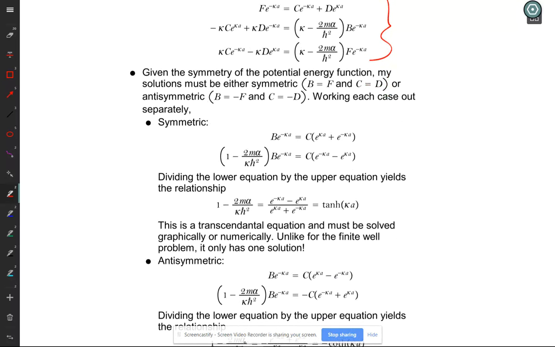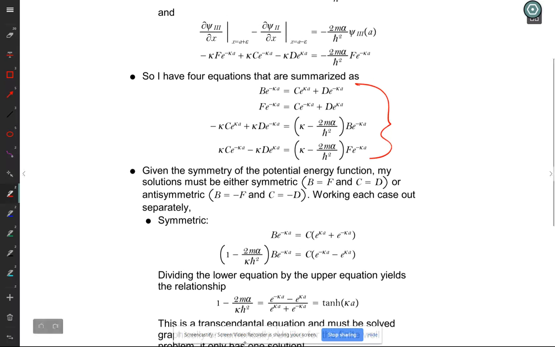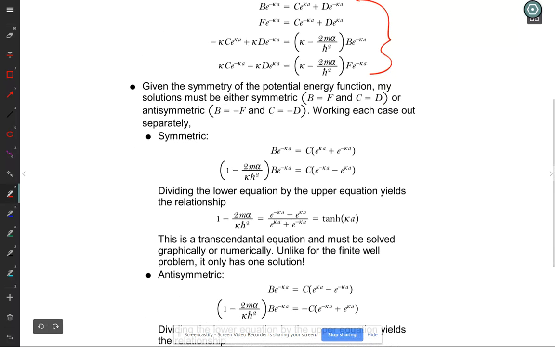And so applying B equals F and C equals D, these top two equations are the same equation, aren't they? Yeah. And the bottom two should also be the same. Yeah, the bottom two are also the same. So you really only have two equations when you apply B equals F and C equals D. And so here's the top equation, here's the bottom equation.